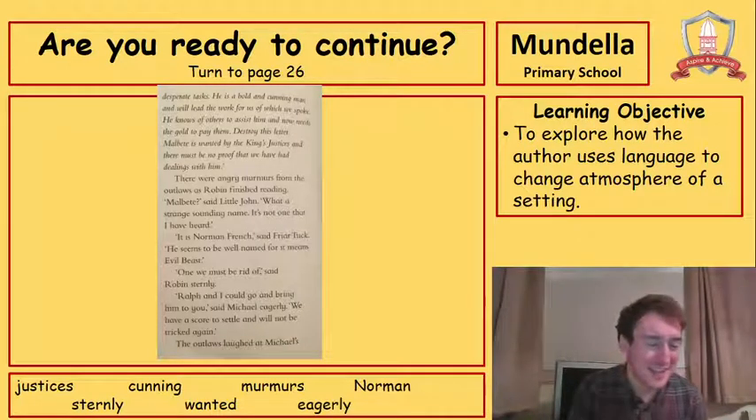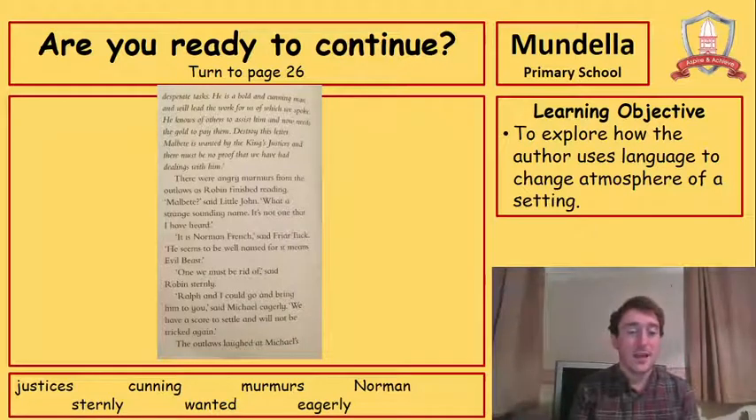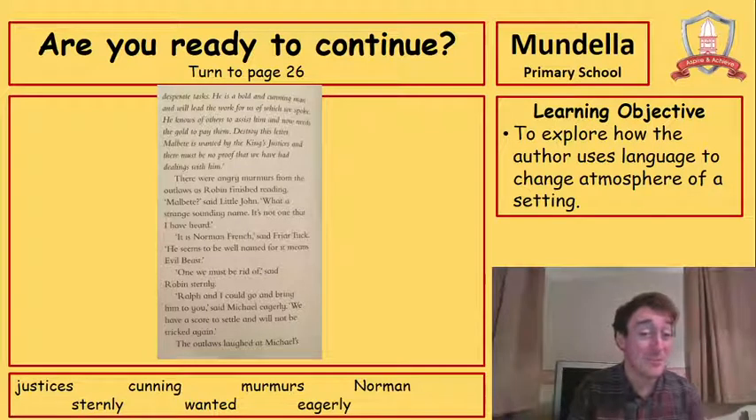What a strange sounding name. It's not one that I've heard. It's Norman French, said Friar Tuck. He seems to be well named, for it means evil beast. One we must be rid of, said Robin sternly.